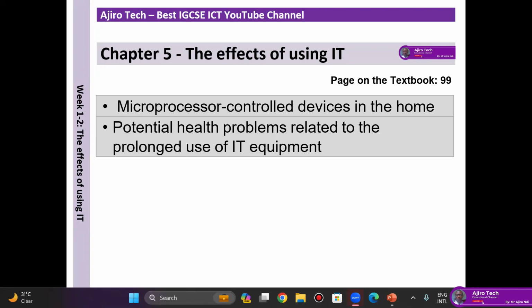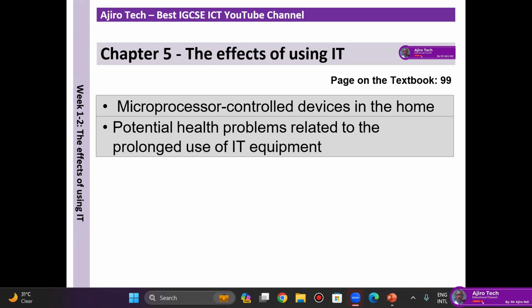So this is what we call the microprocessor. What helps us to make sense of that is the microprocessor, what you call your processor. So here we're looking at microprocessor-controlled devices. These are devices that are controlled remotely by various devices through the microprocessor.